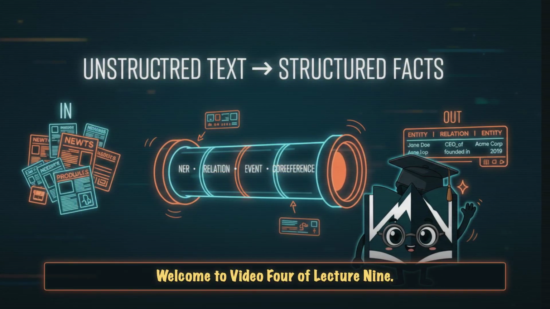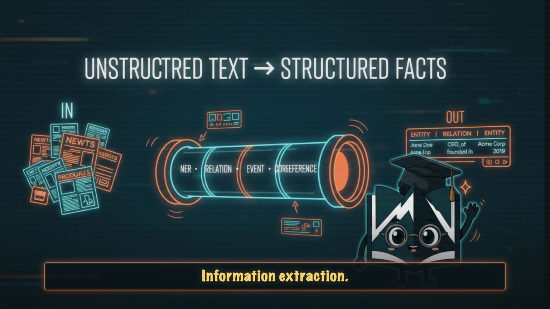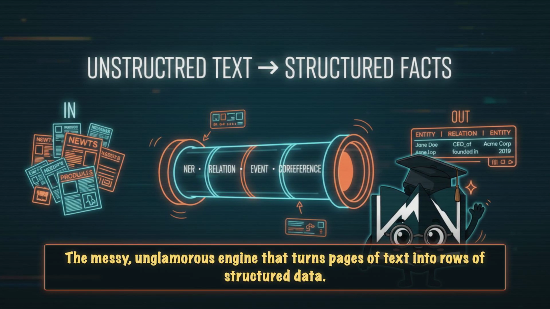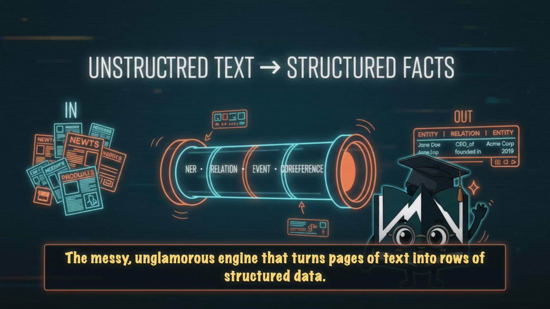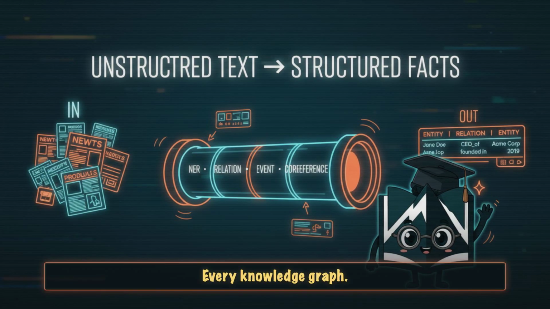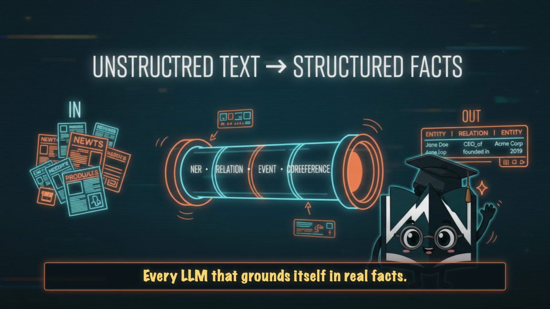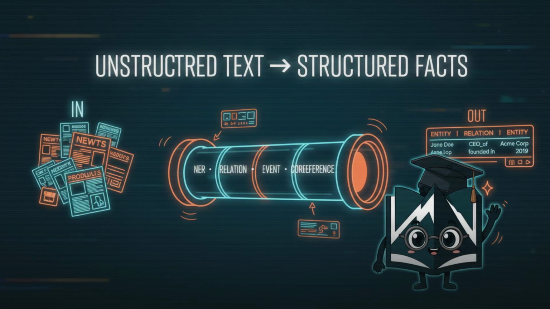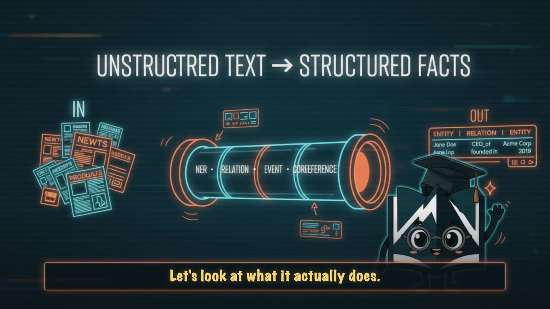Welcome to video 4 of lecture 9, information extraction. The messy, unglamorous engine that turns pages of text into rows of structured data. Every recommender system, every knowledge graph, every enterprise search, every LLM that grounds itself in real facts. There's an IE pipeline under the hood. Let's look at what it actually does.